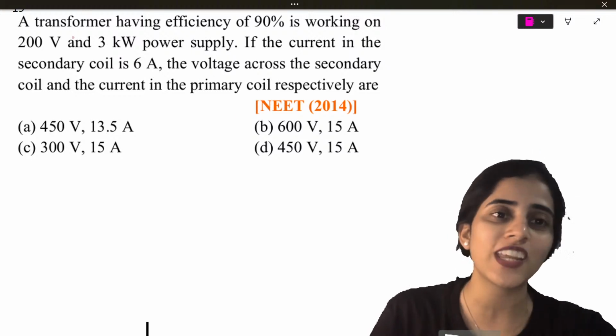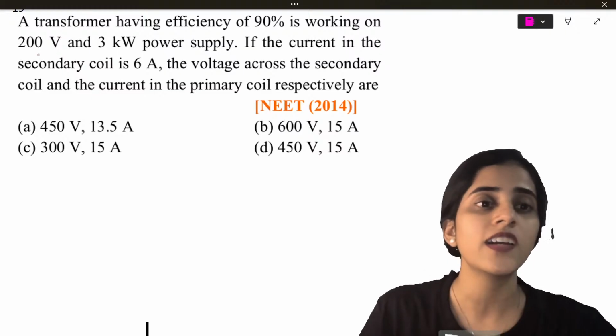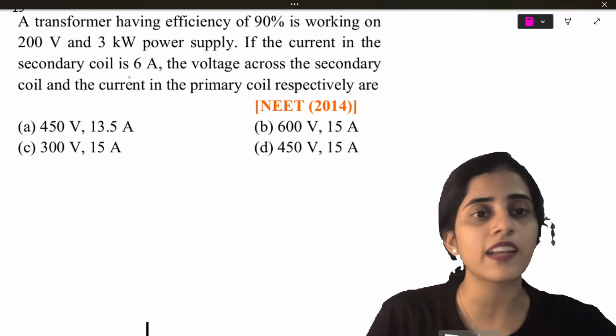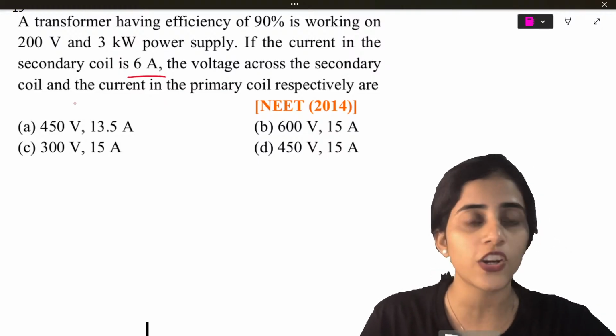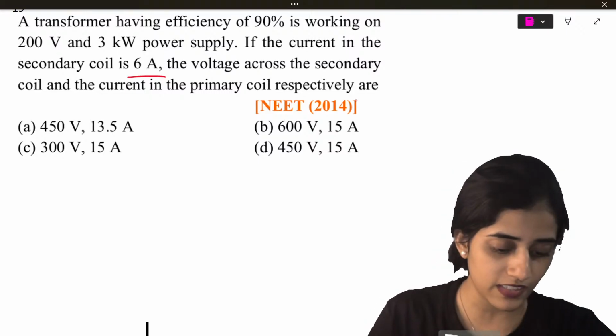Okay, let's move on to the next question. A transformer having efficiency of 90% is working on 200 volts and 3 kilowatt power supply. If the current in the secondary coil is 6 amps, the voltage across the secondary coil and current in the primary coil respectively are.